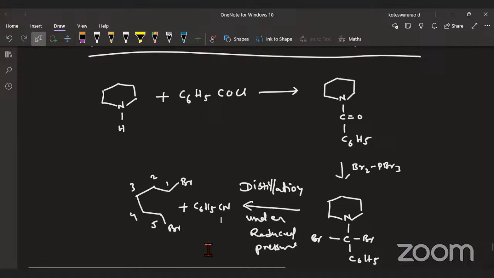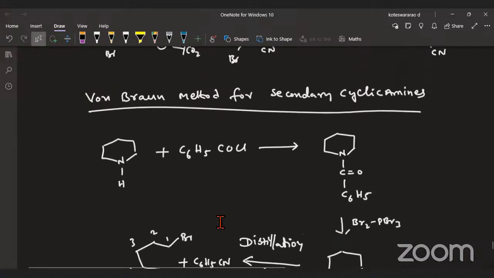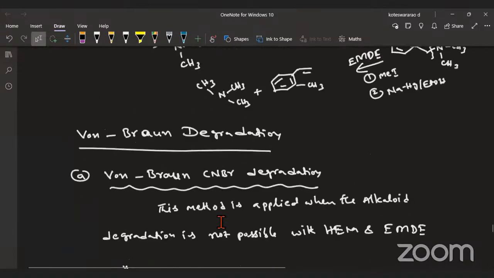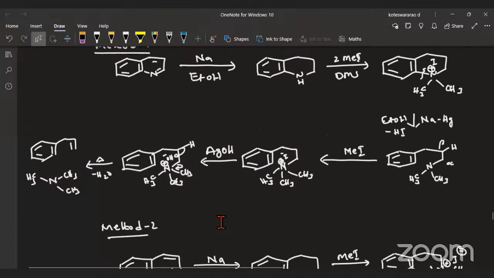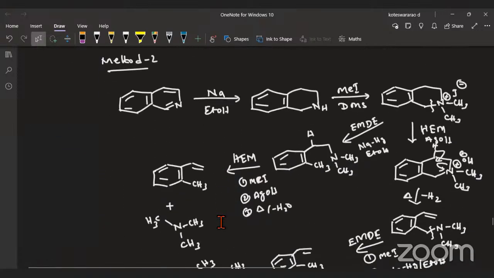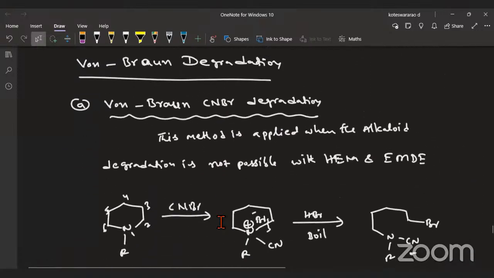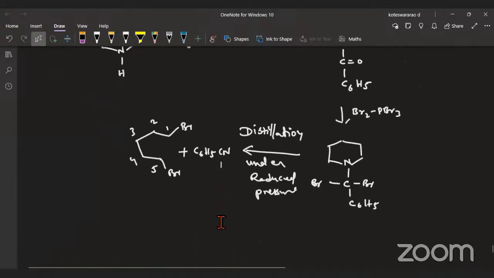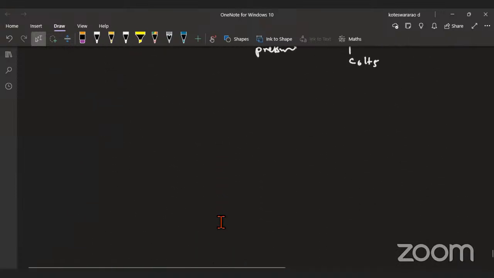Okay, these are the degradation experiments. Based on the degradation experiments, we can find out the type of heterocycle and the size of the heterocycle. Now coming to structure determination of papaverine.